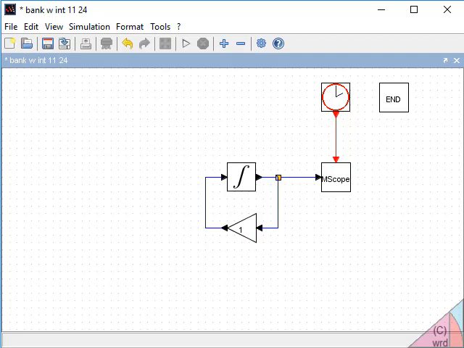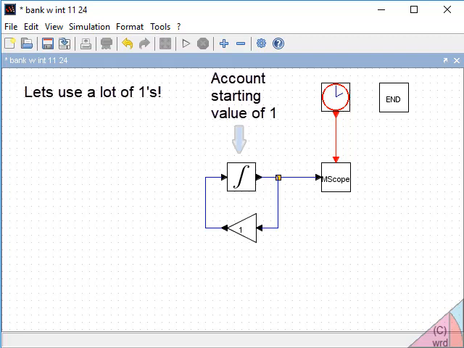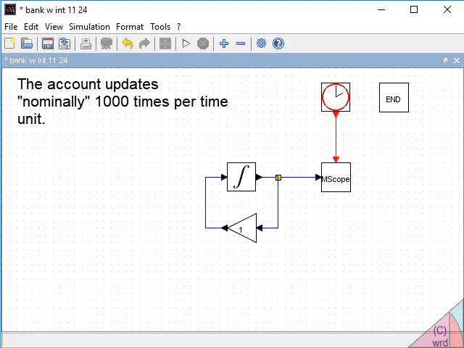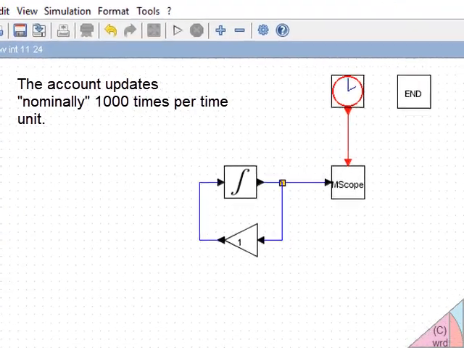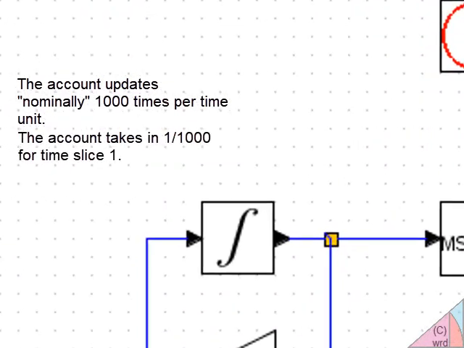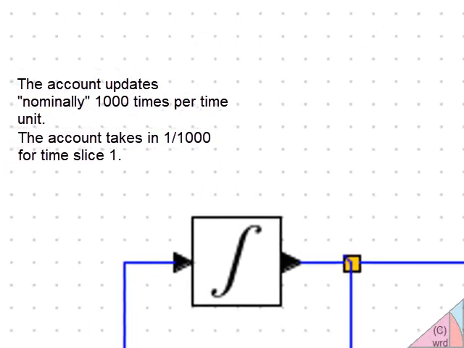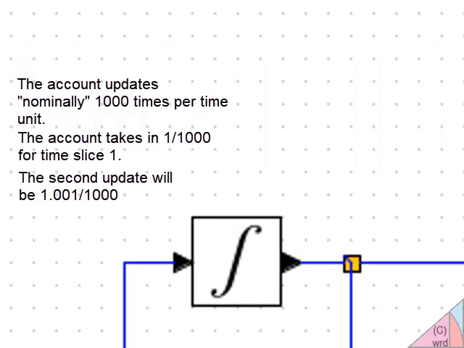When exploring in math, we can start with all ones. We load the account with the starting value of 1. The interest loop will get a gain of 1. What will the account do? We use the 1000 fractional samples per period idea from episode 2. The account starts by taking in 1 divided by 1000 for the first update. The second update will be 1.001 over 1000, and so on. Let's see what we get.